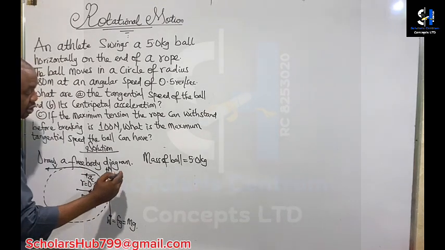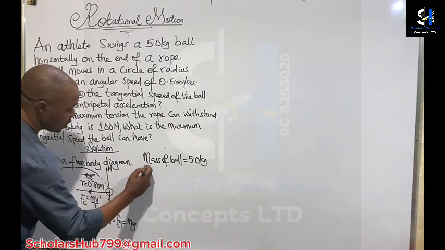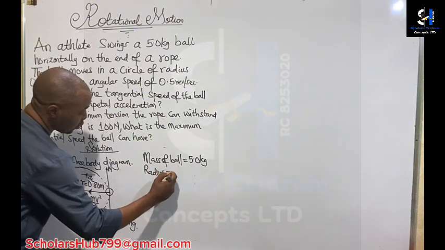So first things first, we want to calculate the tangential speed, and we're given the radius. We're given the radius of the ball, which is what?